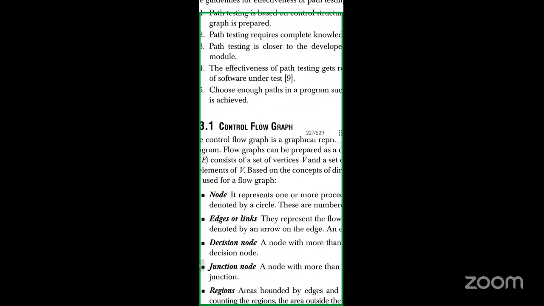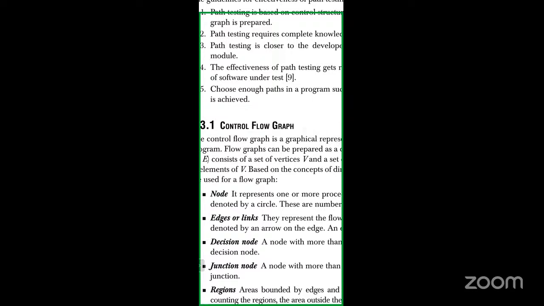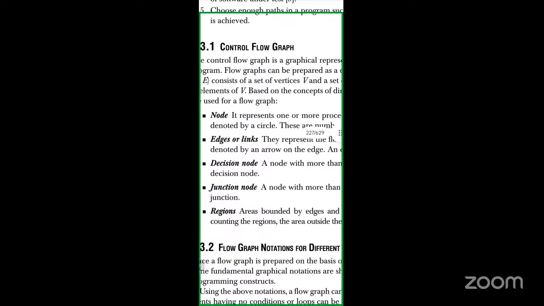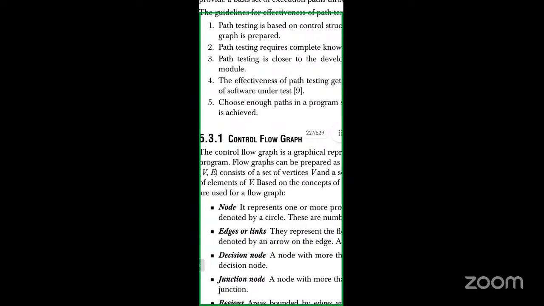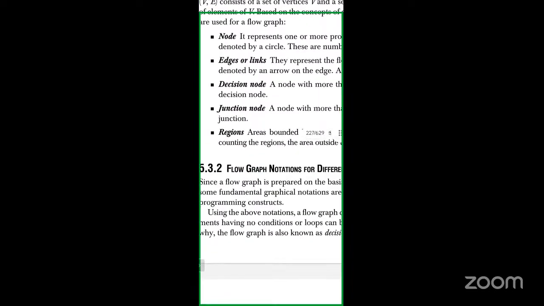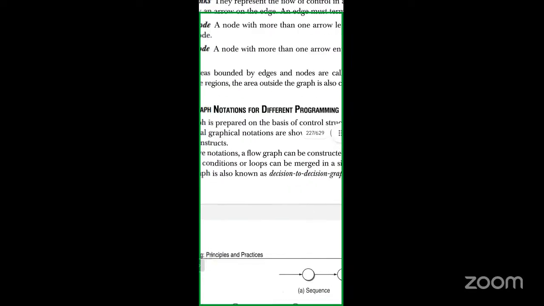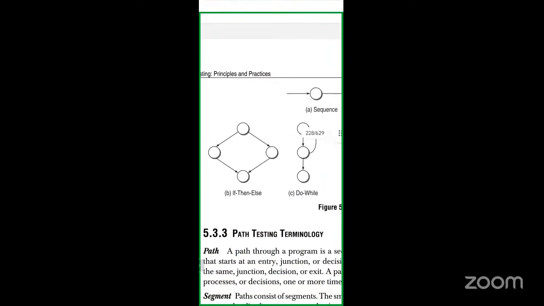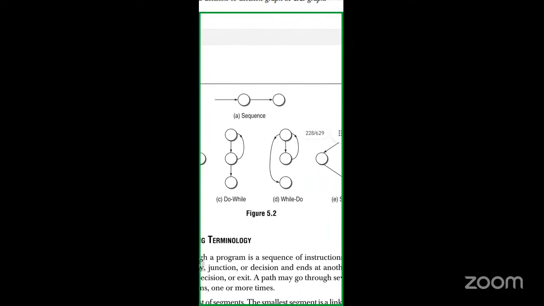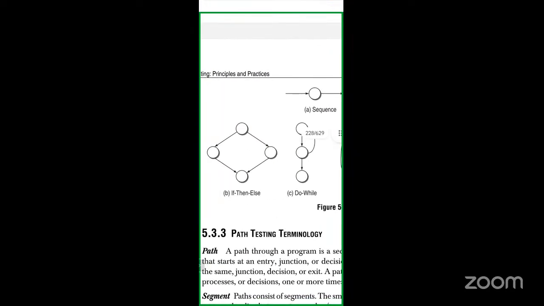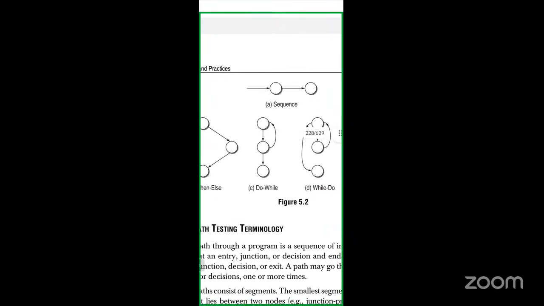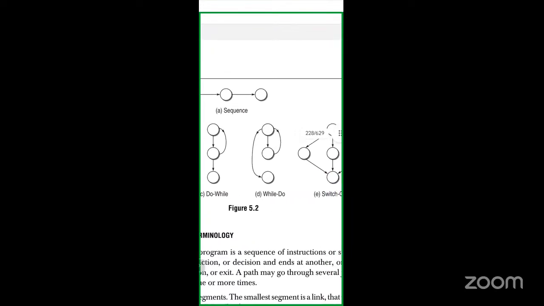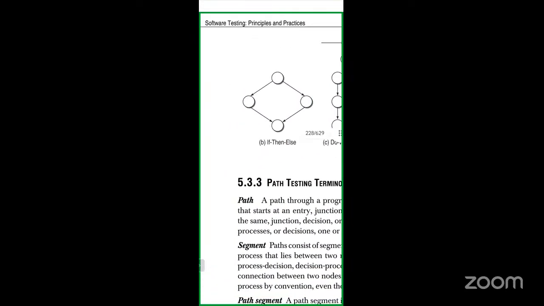Okay, so here that is called our control flow graph. Okay, so we are having nodes, edges or links, decision nodes, junction nodes, and regions in the control flow graph. Okay, so flow graph notations for different programming constructs are given here. So this is for sequence, that is without any break. This is for if then else. This is for do while, the second one, that is C1, and this is for while do, and the last one is for switch case. Okay, if we are having multiple options also, we have the solutions.